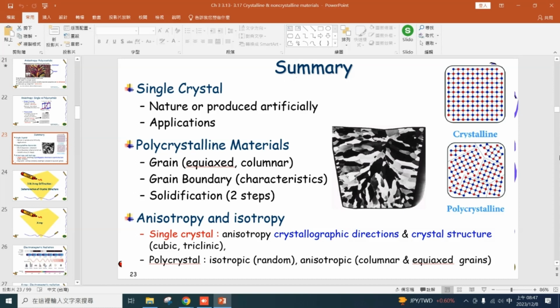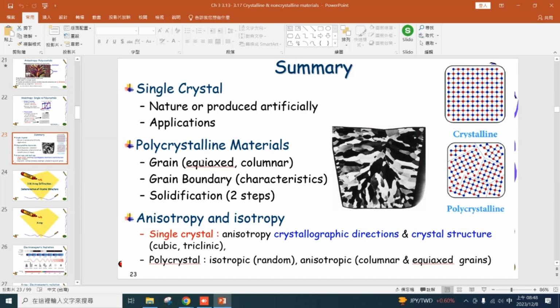The second one is polycrystalline material. As you can see here, the polycrystalline is kind of a combination of small single crystals, and then they make it together. So you can see that there are some small crystals, and we call it grain. And there are two types of the grain. One type is called equiaxed. Equiaxed means that in any direction is equal in terms of the shape or direction or structures.